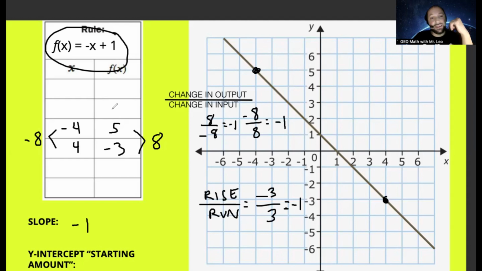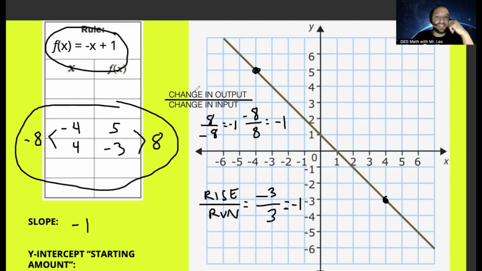That's probably the hardest method. This method here of finding the change in output, change in input, once you got these negatives in here, it can be a little confusing and a little risky, but it is still valid if you're confident with negatives. There's also a formula for it called the slope formula, which we will look at later on.